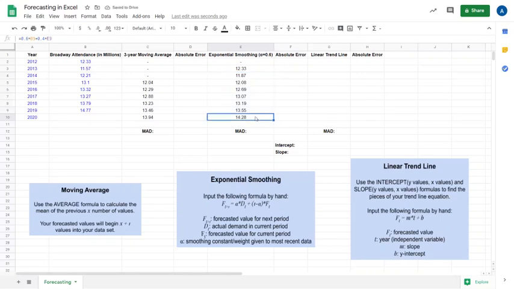Wonderful. So I find that in 2020, our projected attendance would be 14.28 million people. Again, not going to be accurate because of the circumstances, but interesting all the same.